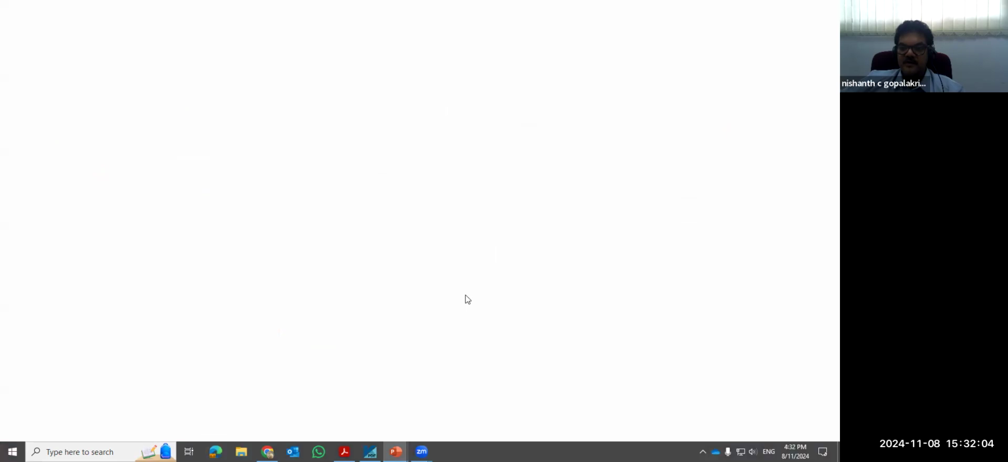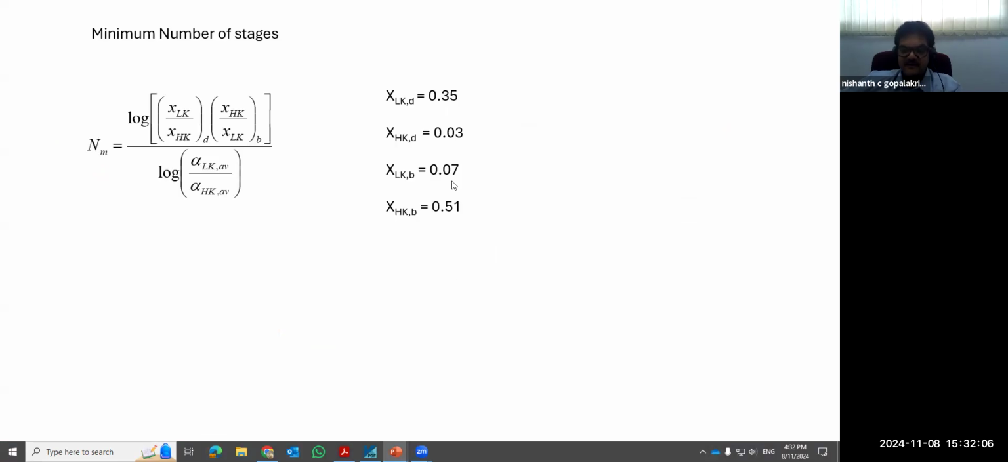So when we apply these things, we can see that the mole fraction of light key at the distillate is 0.35, right? Heavy key at the distillate is 0.03. Light key at the bottom is 0.07. Heavy key at the bottom is 0.51. Now, we have two alpha values. One is 2.46 and the other one is 2.03, right? So if you take the average, it's 2.23.